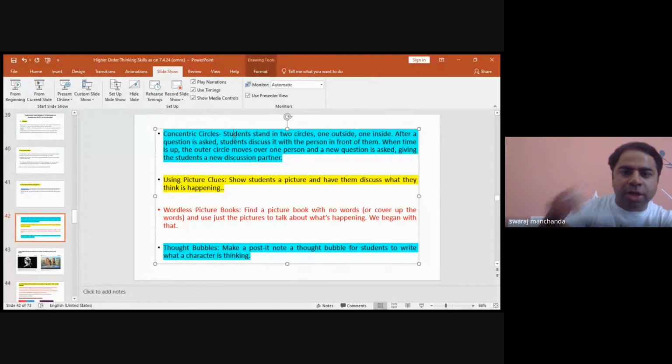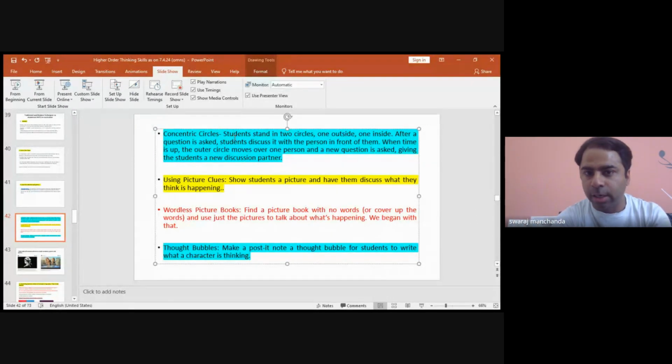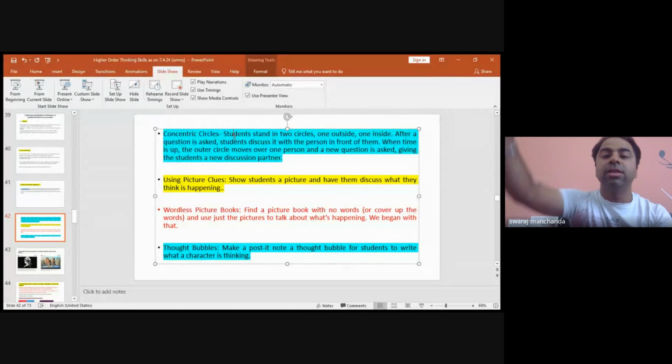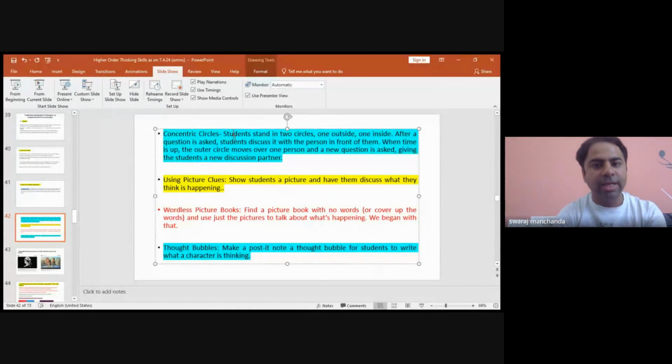Simply, it says make two circles, one inner and the other outer. A student from the inner circle will ask another student standing parallel to him in the outer circle any question that he feels stuck on. They will be given a specific amount of time to discuss and solve. If it is done, well and good, they will get a point. If it is not done, then the student will jump to the next student in the outer circle only. He'll stay in the inner circle, but he will move to another person in the outer circle. So you can use this technique, concentric circles. It can be used for mathematics also.